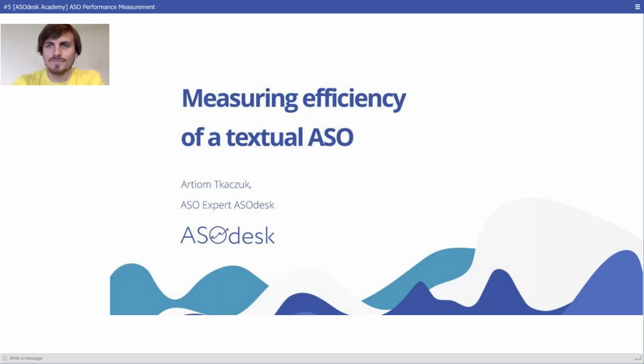Today we'll have two lectures as always. We'll start with the lecture about measuring efficiency of textual app store optimization, and in the second lecture we'll be talking about iterations, keywords management, and how to prepare iterations and iterate every 2 weeks on App Store efficiently. Let's start with the first part of today's content.